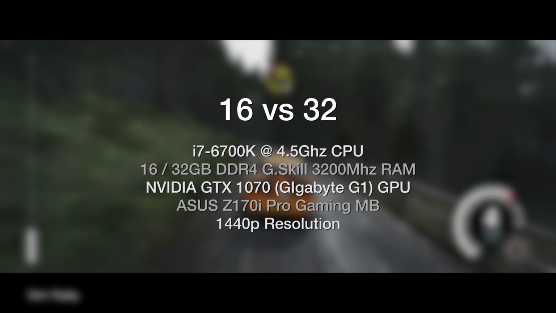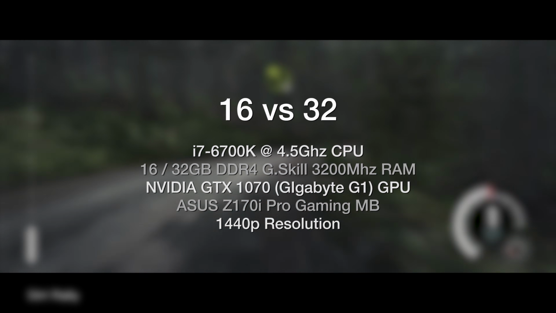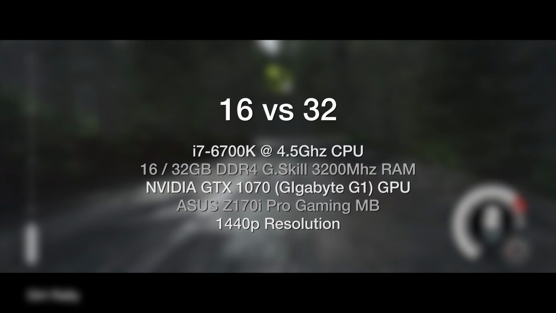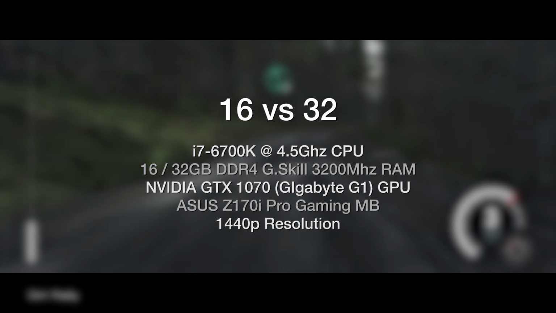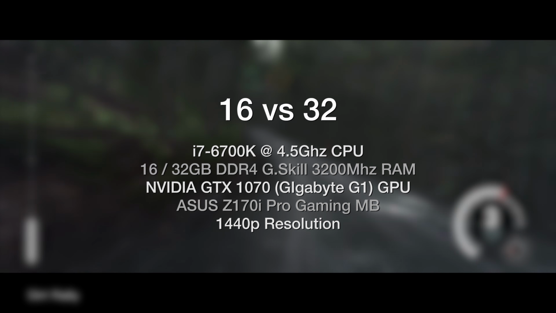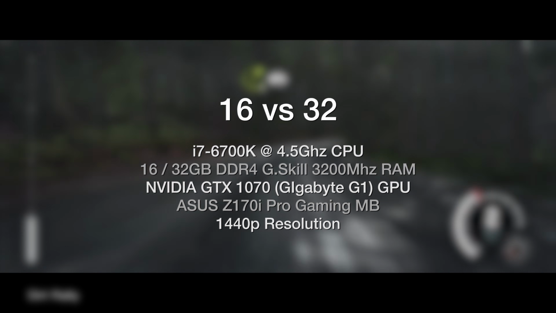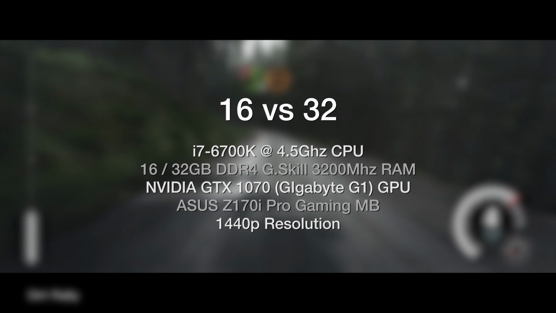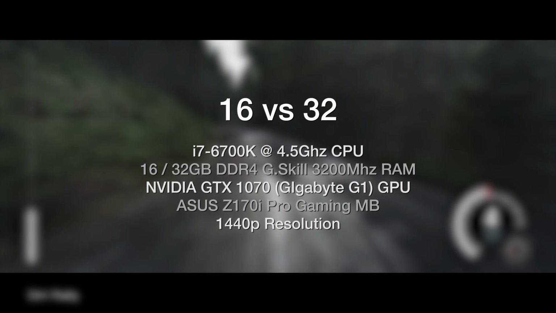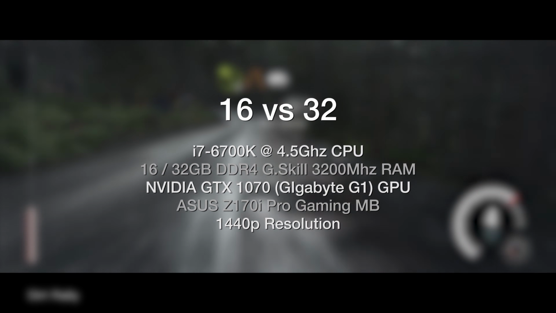In this video, I'm going to test the performance difference between 16 and 32 gigabytes of RAM to see if it's worth paying the extra and getting more RAM. So as you can see, my specs are an i7 6700K processor, both 16 and 32 gigabytes of DDR4 G.Skill RAM clocked at 3200 MHz, along with a GTX 1070 GPU. And I'll be measuring these at 1440p resolution.